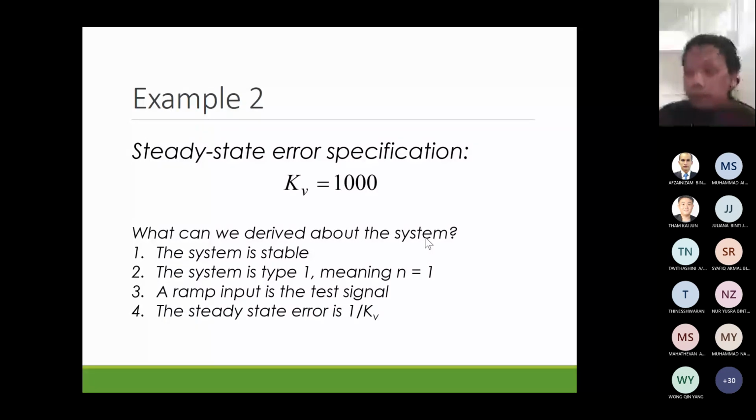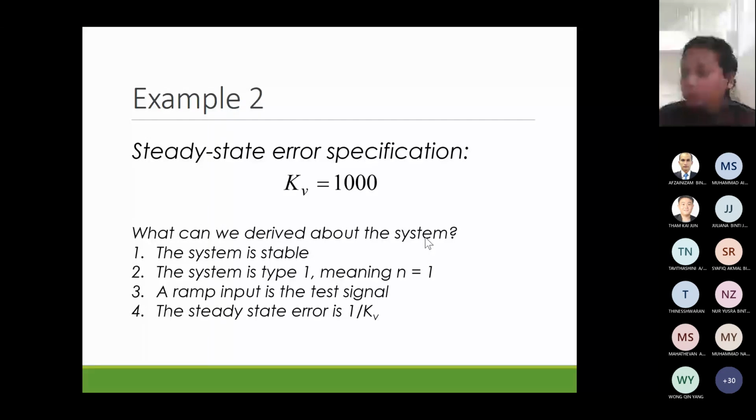Then the steady state error is 1 over kV if we use a ramp input. So you cannot use parabolic input for type 1 because it will produce infinity error. If you use step input, yes, you can, but the error will be 0.